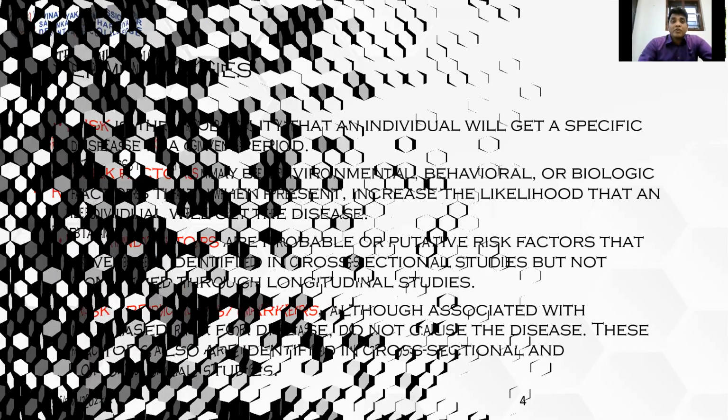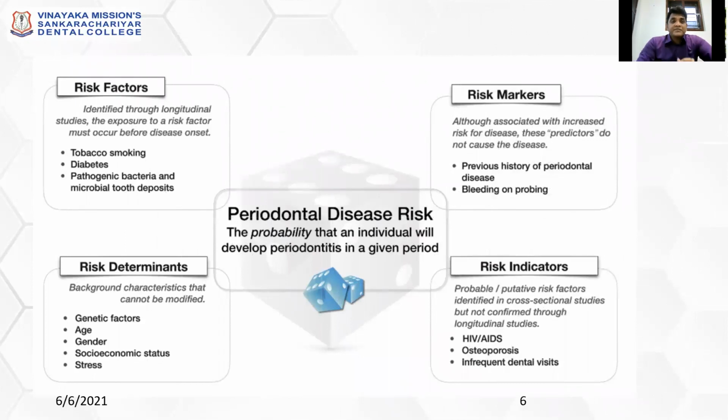I will show you an example for each and every one. You can see the risk factor, as I said, is found out by a longitudinal study, that is, from the exposure to the occurrence of the disease. A smoker who smokes more cigarettes is more prone to periodontal disease. That is a certain risk factor. And uncontrolled diabetics with hyperglycemic control will have a greater chance of getting periodontal disease. And pathogenic bacteria in the form of plaque and calculus will have a greater chance of causing periodontal disease. This is a certain risk factor that can cause periodontal disease.